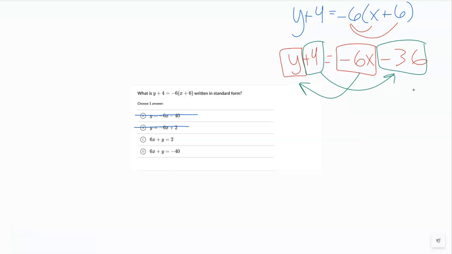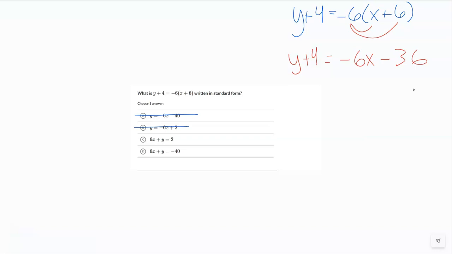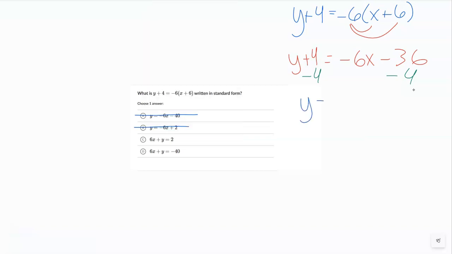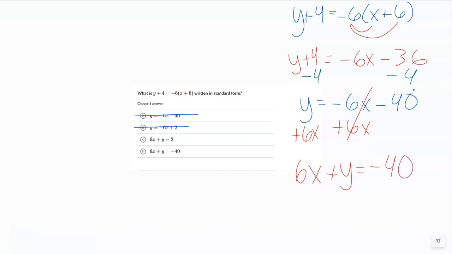So let's clean up a little bit of stuff here. Okay, so first thing I'm going to do is I'm going to move this 4 over by subtracting it on both sides. So I'm left with y is equal to negative 6x minus 40. And now I need to move that 6x to the left. Add 6x. So that cancels that off. We have 6x plus y equal to negative 40. So that would be D.